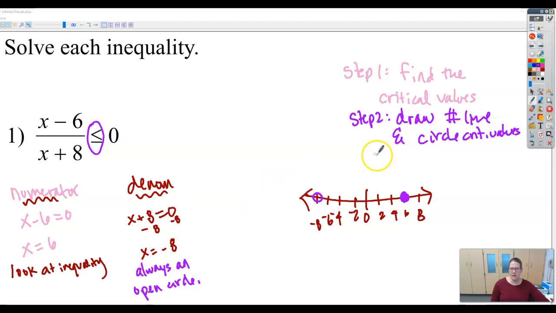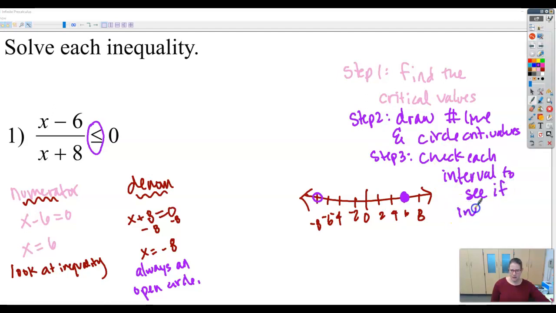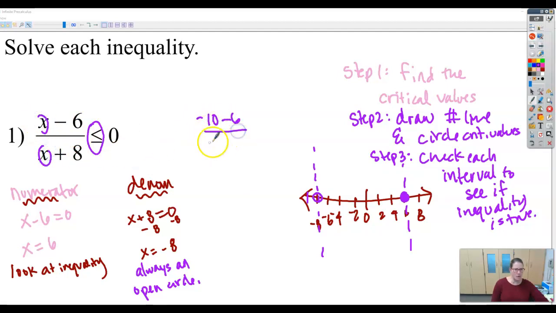And then my third step is just like before, I'm going to check each interval to see if the inequality is true. Just like yesterday, I want to take values from each interval, plug them in, and see if they're true or false. For this one, I could do negative 9, negative 10, negative 100. As long as it's in this interval, it doesn't matter. So I'm going to try negative 10. Negative 10 goes where x is here and here. So negative 10 minus 6 over negative 10 plus 8 is less than or equal to 0.